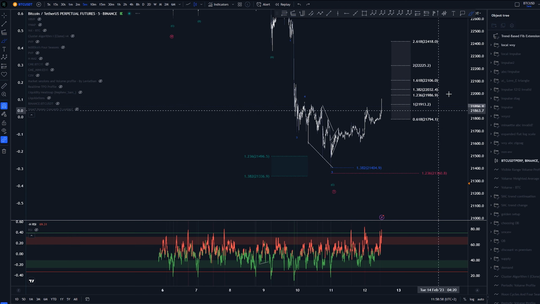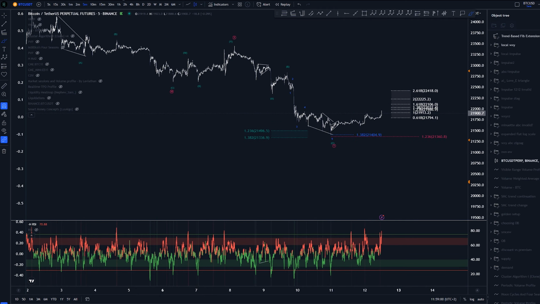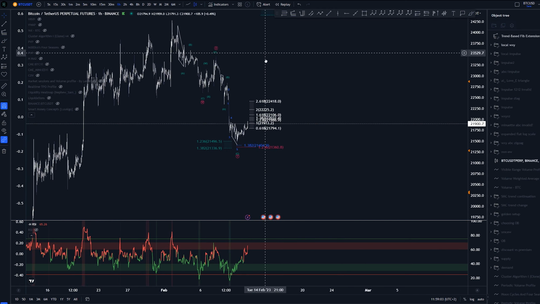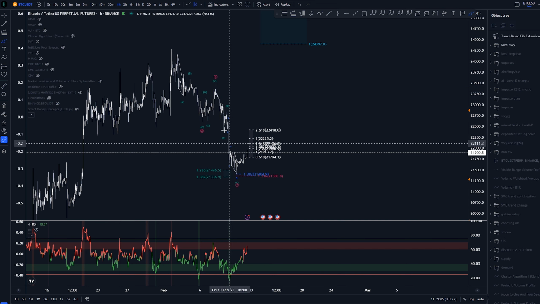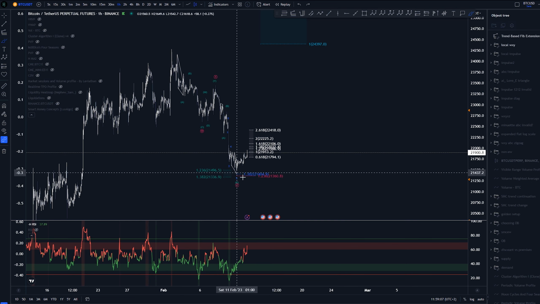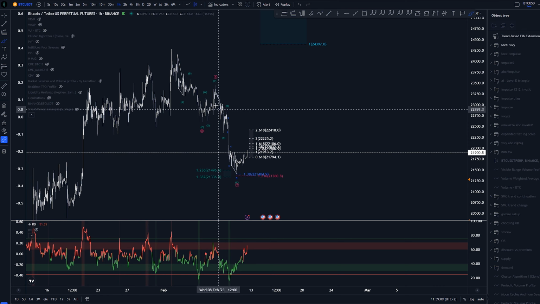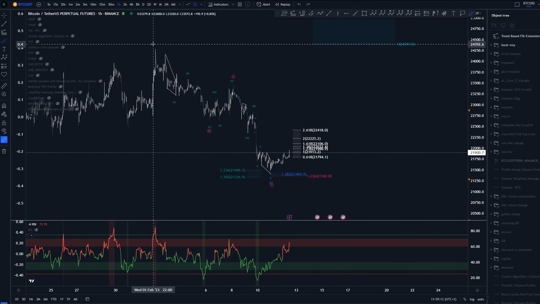So yeah, that's that. Now, basically on the higher time frame again, we could be using this as a 535. That does not matter. We're having the exact same extension targets here. You can definitely be playing this in 5 waves.